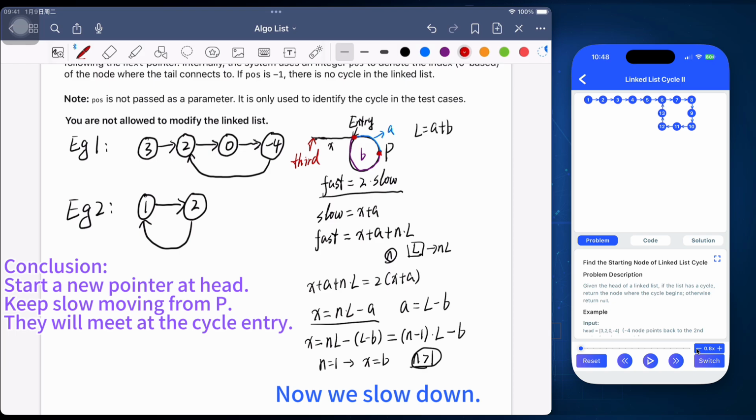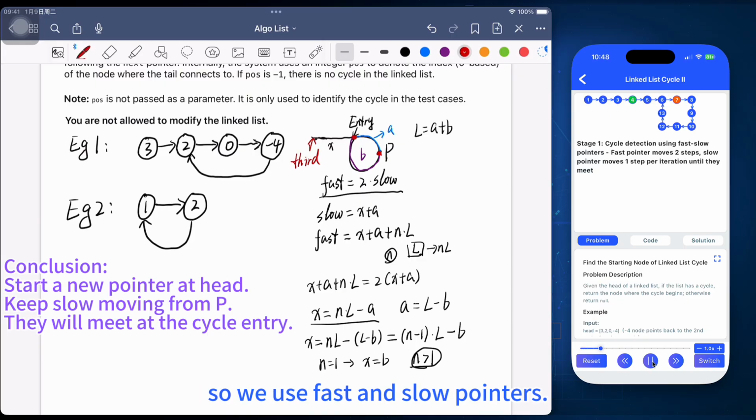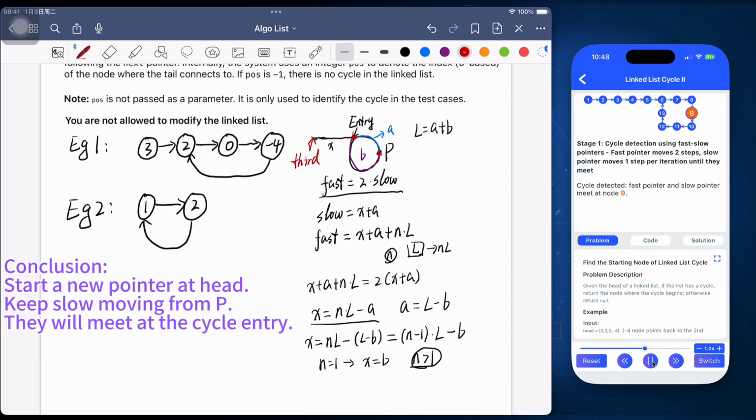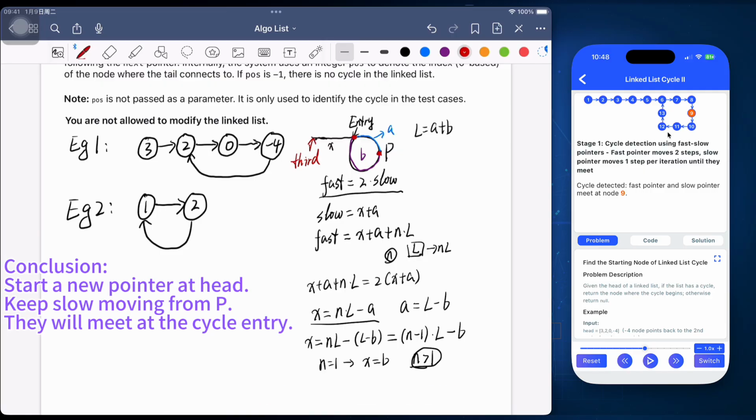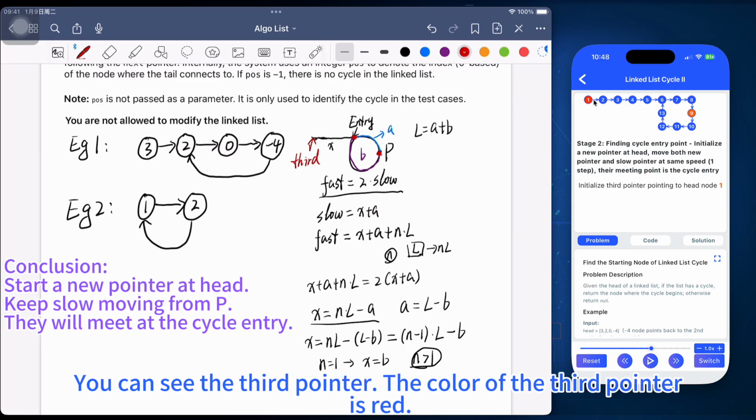Now we slow down. The first step, we need to find the circle. So we use the fast and slow pointers. And we can see the fast and slow pointers meet at node 9. Now we create a new pointer. Let's call it third. From here, start from the head. You can see the color of the third pointer is red.